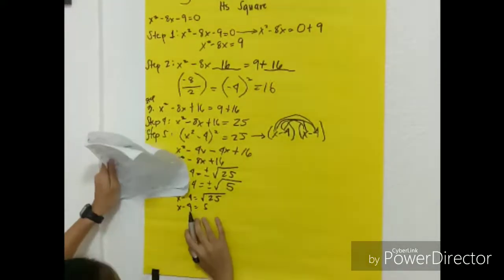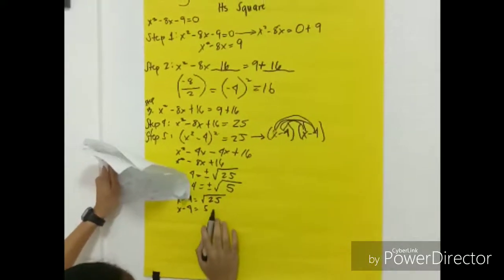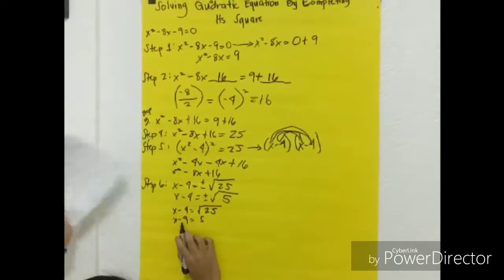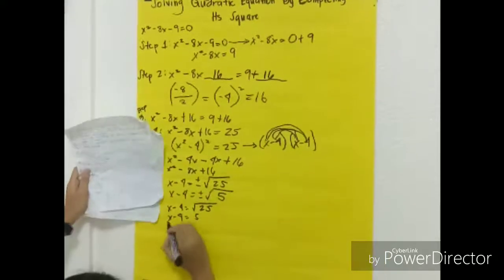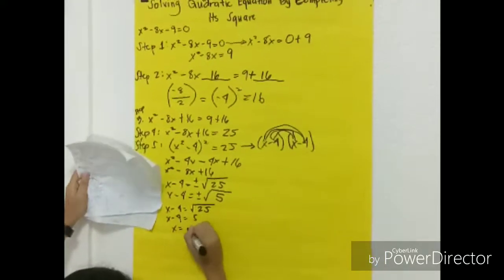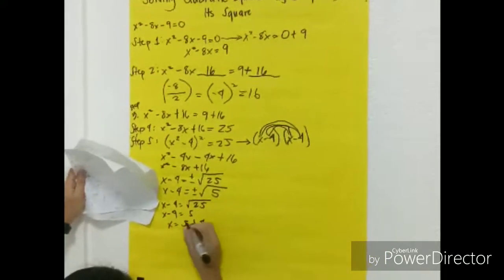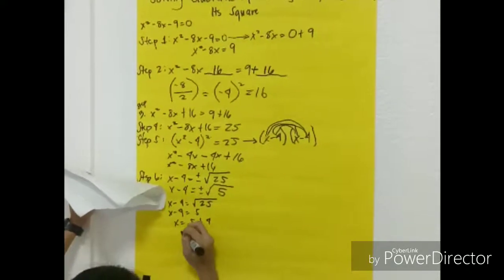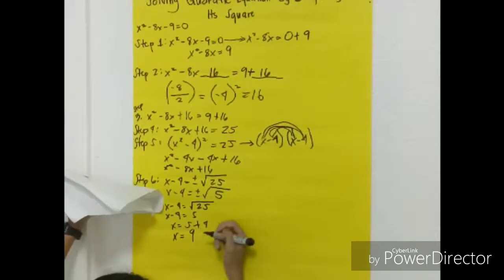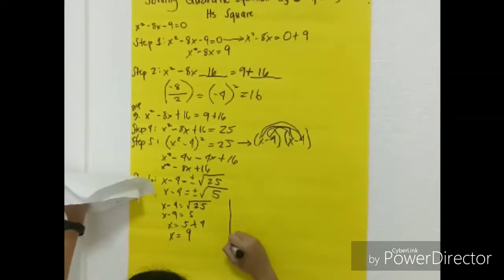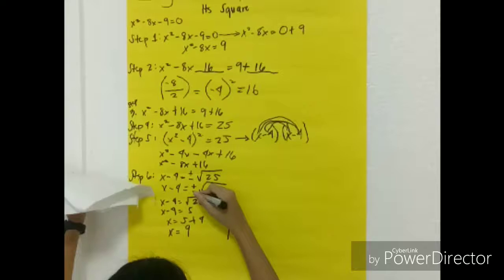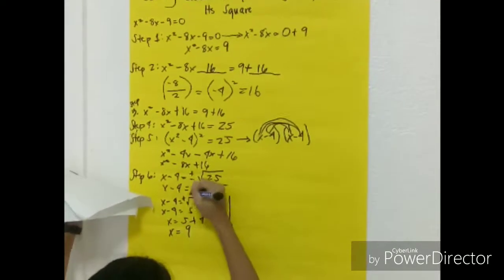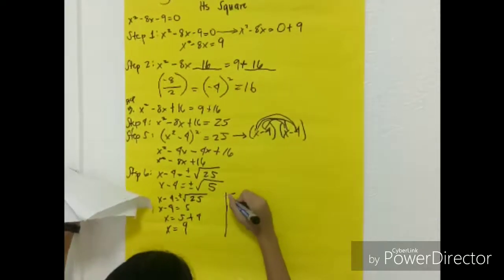Ang 4, i-transpose natin dito katabi sa 5. Negative 4 siya, may positive 4. May ganito. So, 5 plus 4 equals 9. Positive 9. Tapos, sa negative na naman tayo. Sa positive to, ito negative na naman.